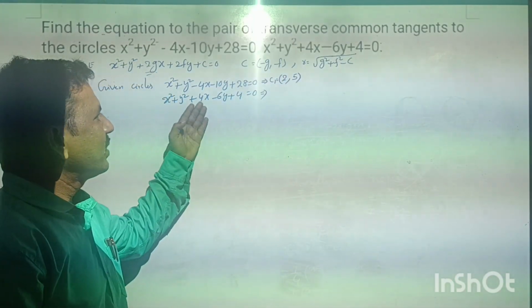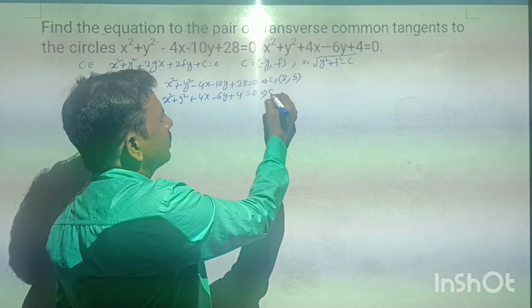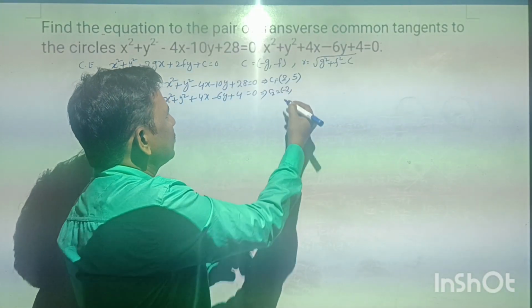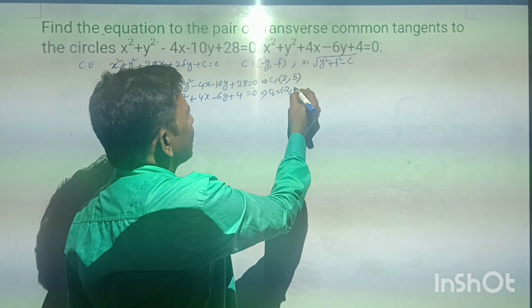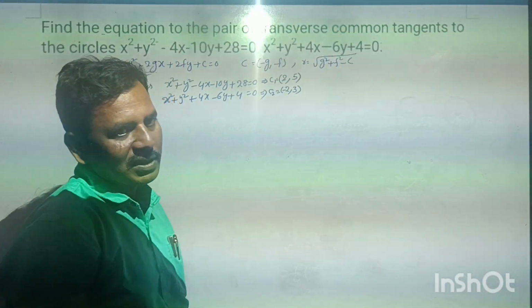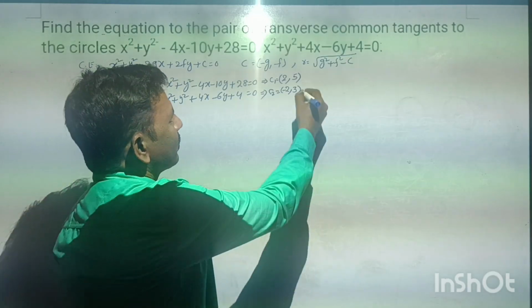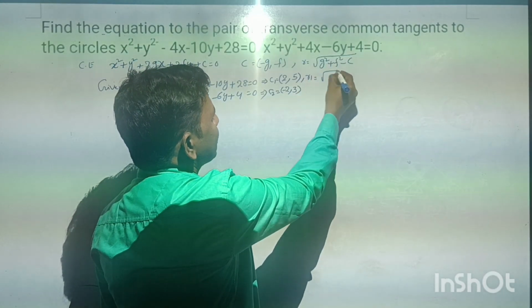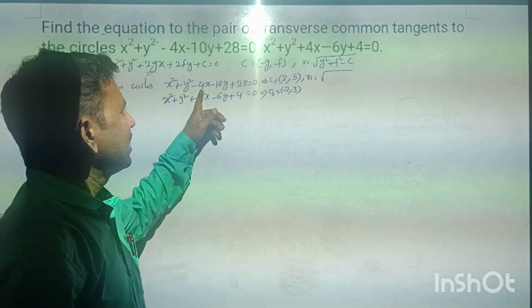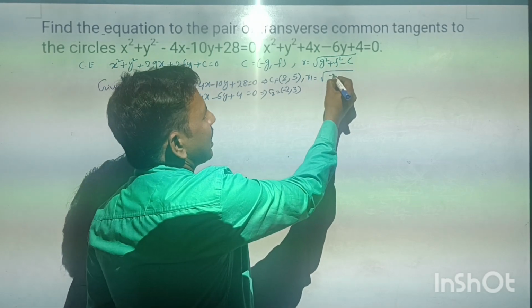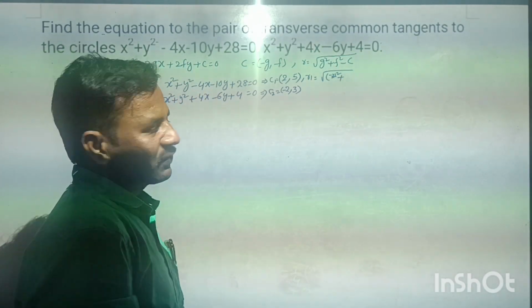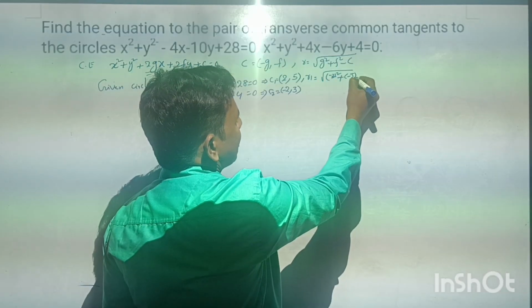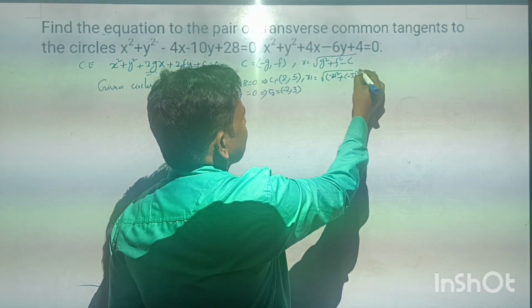Similarly, half of the x coefficient equals 2, so minus 2. Similarly, half of the y coefficient equals 3, so minus of minus 3 equals 3. Now the radius of the first circle equals root of g square plus f square minus c, here g is minus 2, so minus 2 whole square plus f square, which is minus 5 whole square, minus 28.